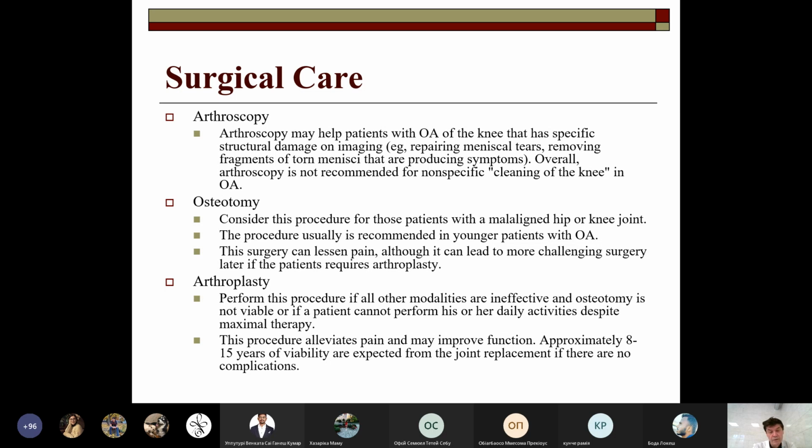can be provided for patients with other comorbidities, something like severe decompensated type 2 diabetes mellitus, morbid obesity, and so on. This procedure alleviates pain and may improve function of the knees, for instance, or the hip. Approximately 5 to 15 years of availability are expected of the joint replacement if there are no complications.